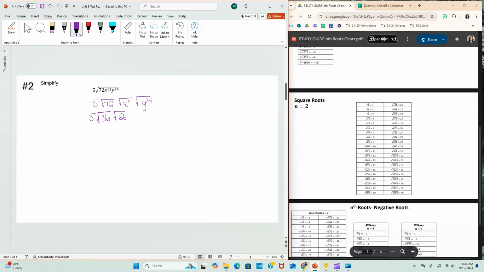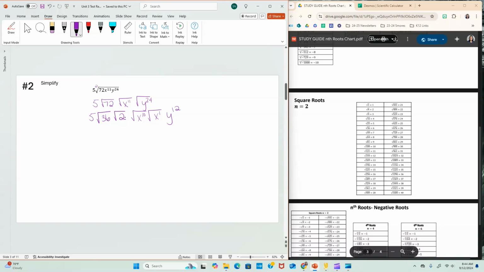And then from the x to the 11th, we want to rewrite it so that we have the biggest exponent less than 11 that's divisible by 2, right? Because remember, for a square root, the index is actually 2. So the biggest number less than 11 that's divisible by 2 is going to be x to the 10, right? So we can rewrite this as x to the 10 times x to the 1, because remember, our exponents just have to add to equal 11. Y to the 24th, well, 24 is divisible by 2. So we can just go ahead and divide that exponent by 2, so we have y to the 12th.